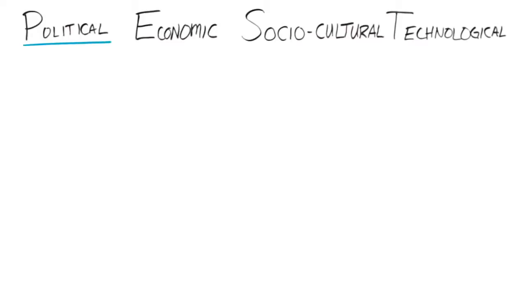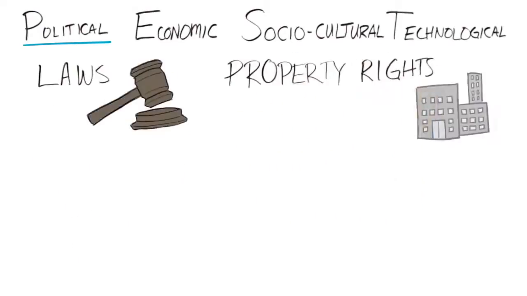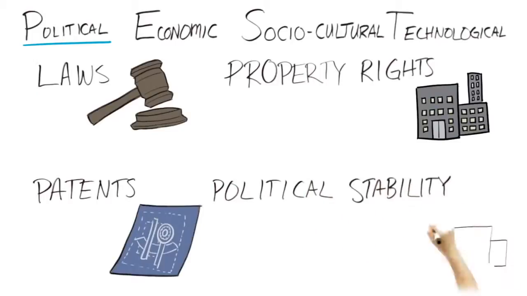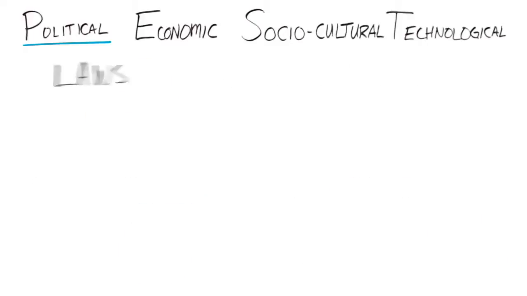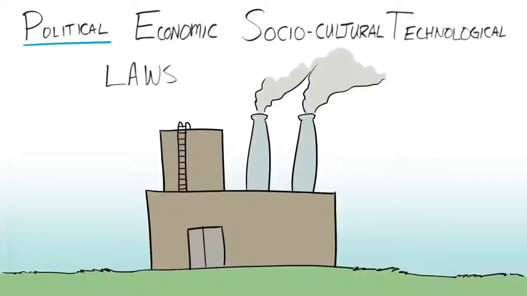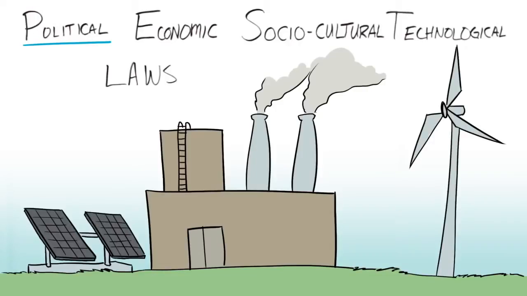First, political factors refer to laws, property rights, patents, political stability, and so forth. Laws can drastically impact the nature of the business environment. Consider recent laws requiring a certain percentage of electricity to come from renewable sources. These laws have increased demand for wind turbines, solar panels, and other renewable energy sources.